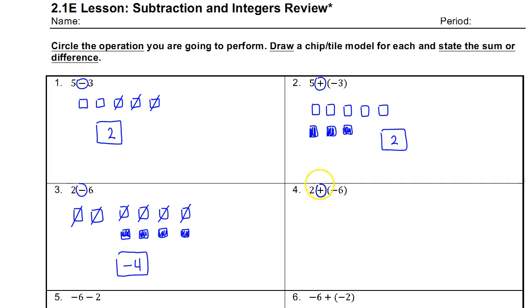For number 4, I'm adding, so I'm going to start with 2 positive chips, and I'm going to add on 6 negatives. So I've got 1, 2, 3, 4, 5, and 6 negatives. I can see that I have 2 0 pairs, and what's left are 4 negative chips, so the sum is negative 4.